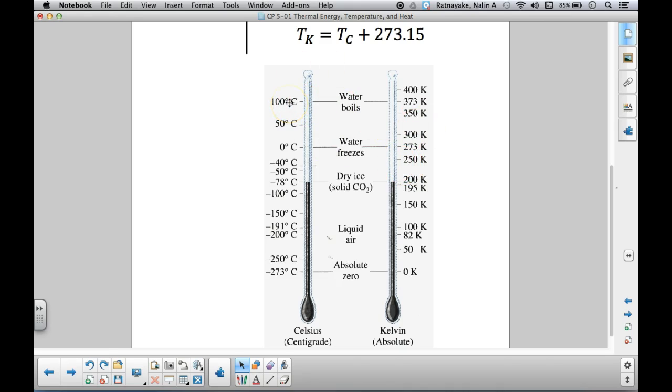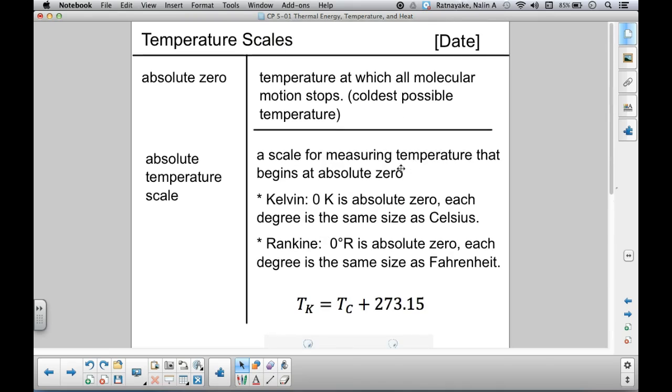Water boils at 100 degrees Celsius, as we said. This is pure water boiling at 100 C. And if we want to find the value in Kelvin, all we need to do is add 273.15, or we can just round this usually to 273. But that gives us 373 Kelvin as the boiling point of water. So that's an absolute temperature scale.